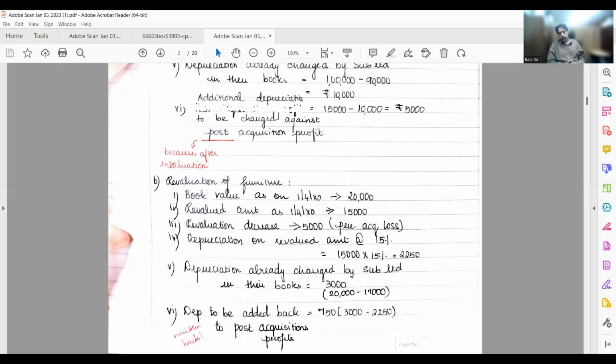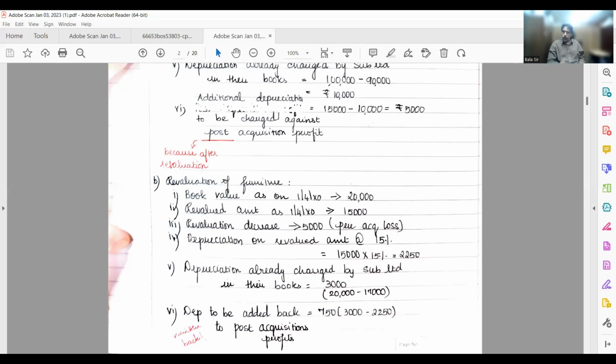Next. Point B. Revaluation of furniture. Point number 1. Book value as on 1/4/20x0, 20,000. Again, guys, very important. Before you go to the second point in step number 2, you can pause the recording and work out point A, finish it off. Under step 2, point A, finish. Then take point B.